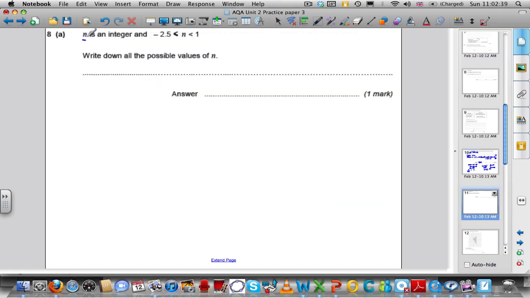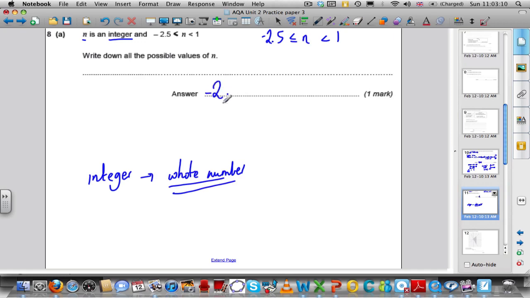Okay, question 5a. n is an integer. Integer, again, we see this coming up all the time. That is a whole number, positive or negative. Write down all the values of n. Okay, this should say here, it's a bit unclear, minus 2.5 is less than or equal to n is strictly less than 1. So these are the whole numbers that can be bigger than or equal to minus 2.5 but must be less than 1. Those whole numbers must be minus 2, minus 1, 0, but it doesn't include 1 because n has to be strictly less than 1.